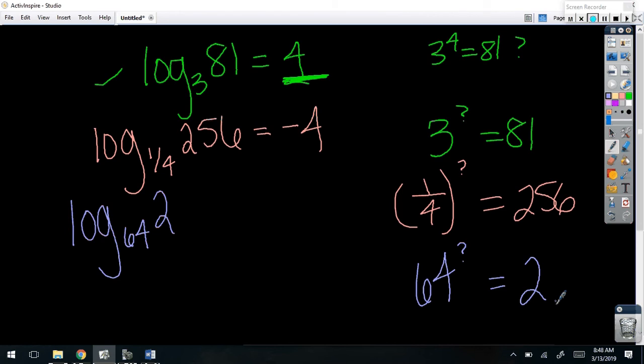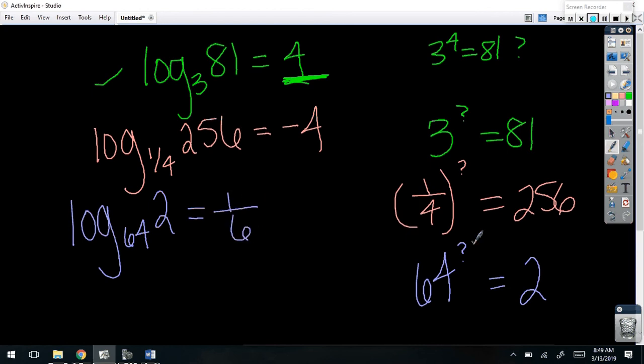Look at your list of powers. 2 to the what? You're getting warmer. What's 2 to the 6th power? It's 64. If I want to go backwards, I need to take the root, and the root is a fraction.